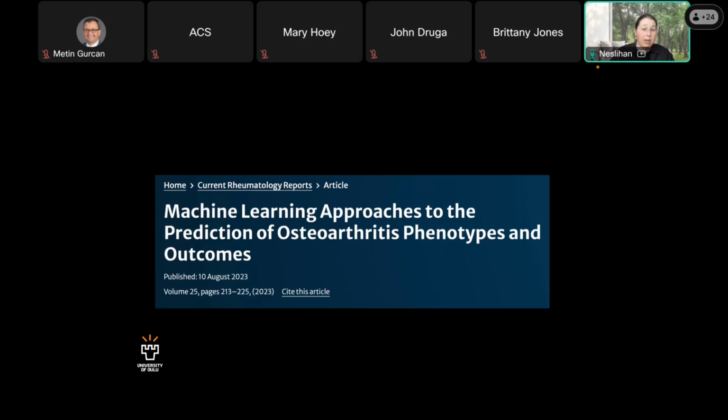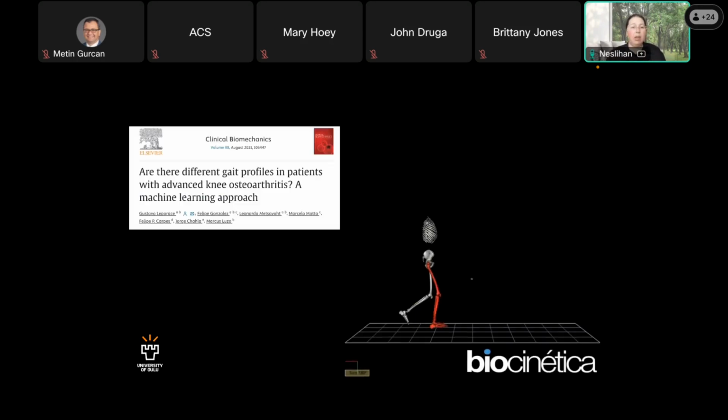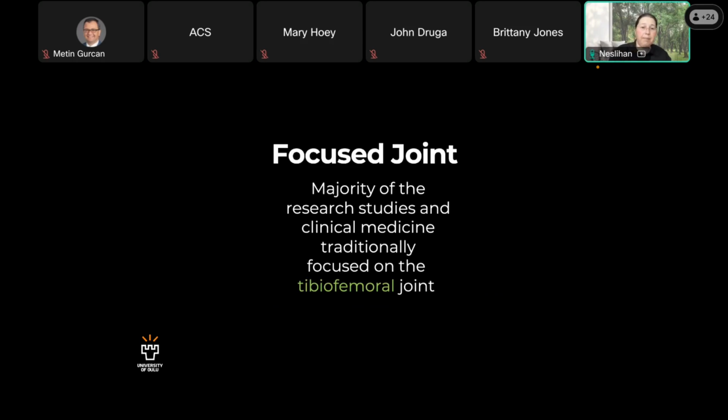Machine learning is also used to analyze different phenotypes. Here, the aim is to identify subgroups and identify which type of people respond to specific interventions. It is also used for gait analysis in OA patients.